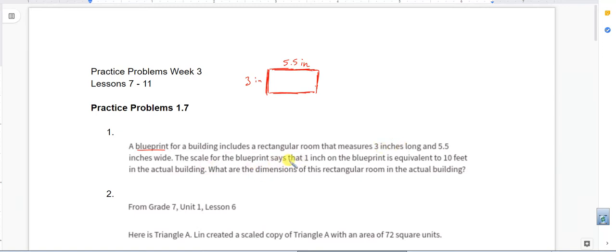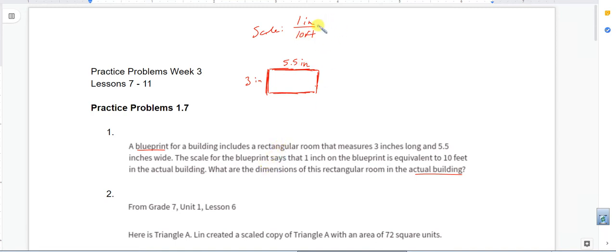All right, the scale for the blueprint. You've got a scale on the blueprint in the bottom corner somewhere probably, and it tells you that 1 inch is equal to 10 feet. So you've got this 1 inch is to 10 foot scale. Anytime that we're going to use a scale and a scale drawing to find out what the dimensions are in the real thing, the actual building, then we are going to set up a ratio. That's our process, okay? So we're going to set up a ratio here.